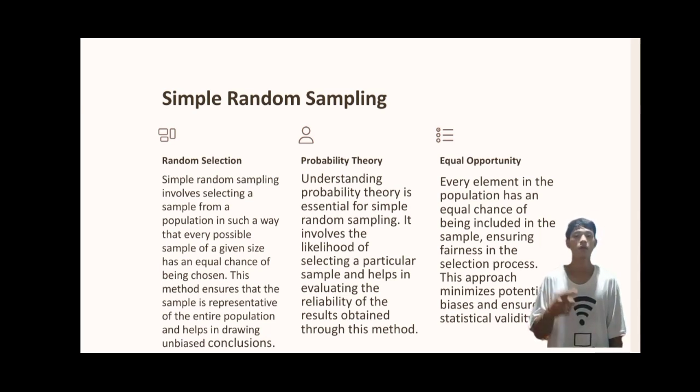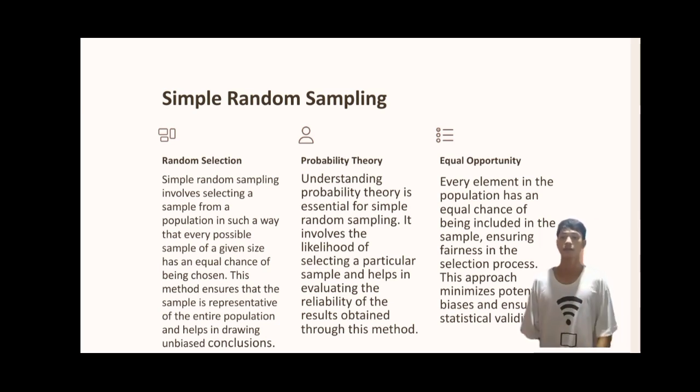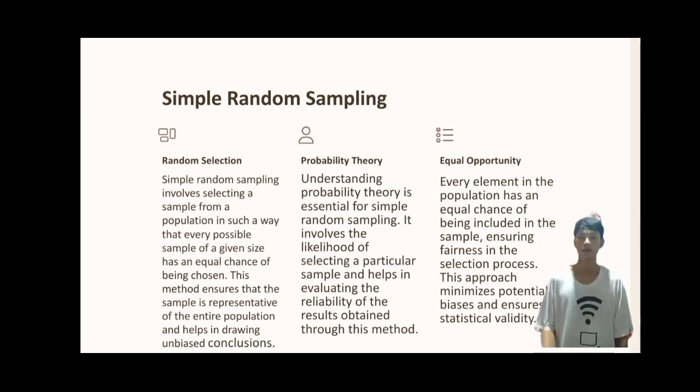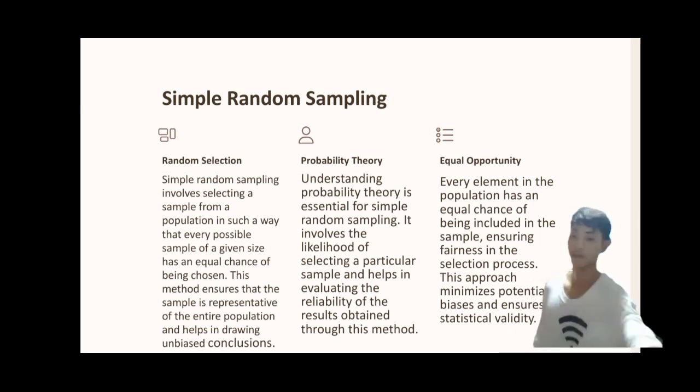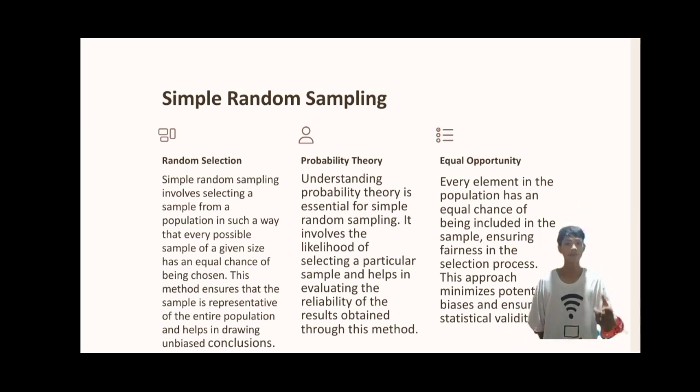Probability theory. Understanding probability theory is essential for simple random sampling. It involves the likelihood of selecting a participant sample and helps in evaluating the reliability of the results obtained through this method. So, this is the process of choosing a sample from the population, where the individuals are chosen by the researcher, but they make sure there is no bias and there is representation of the whole population.